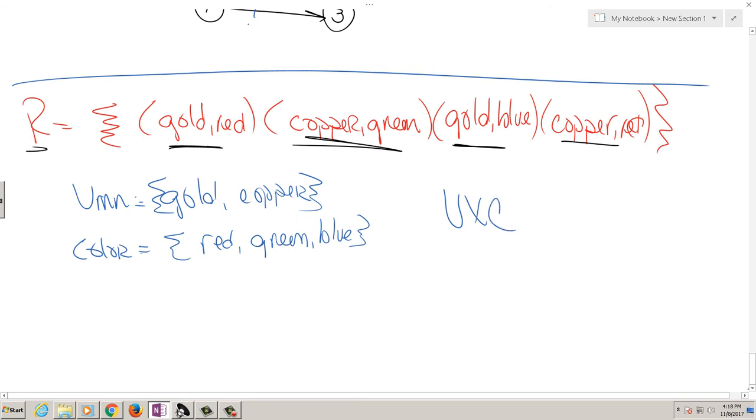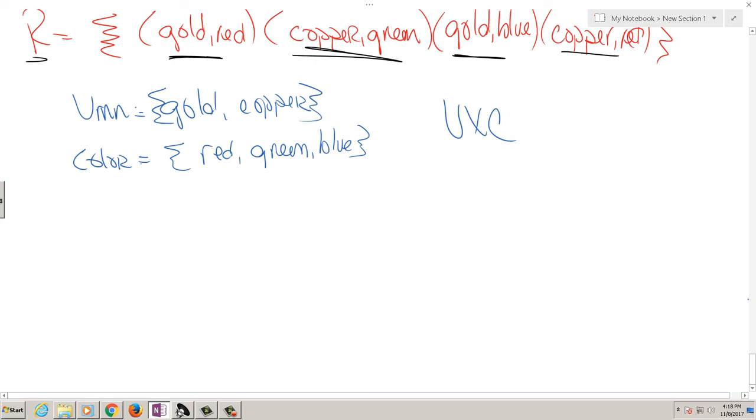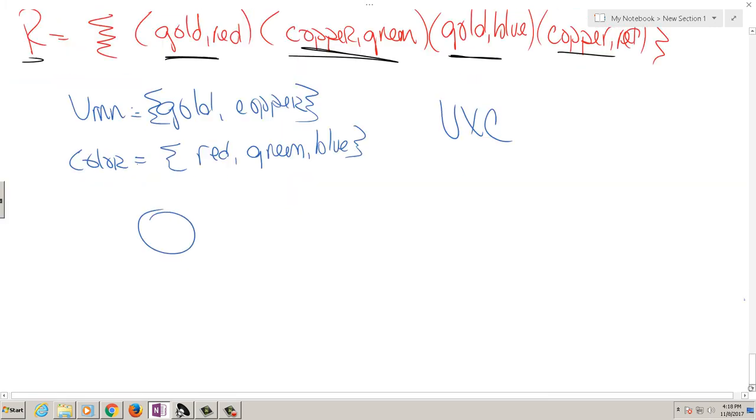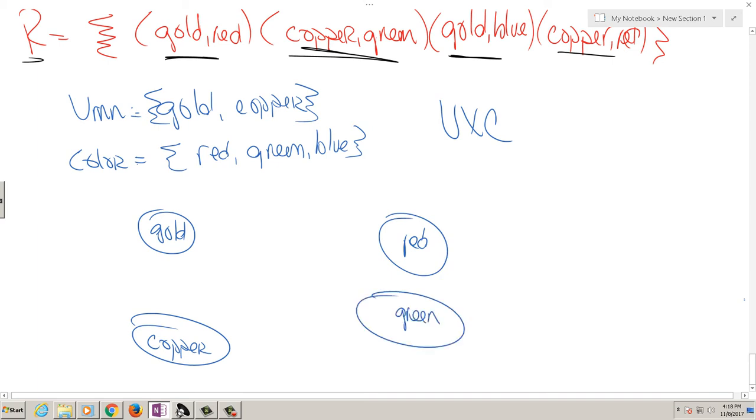That means that I need a node for every single element in both of the 2 unique sets. So this one might be kind of simple, but it would seem that I could put gold here, and I'm going to put copper. I might need a bigger thing. So I'm going to put gold and copper here. I'm going to put red, green, and blue. So there should be 5 elements, because there are 2 here and there are 3 here. If I add them up, I should have 5 total elements.